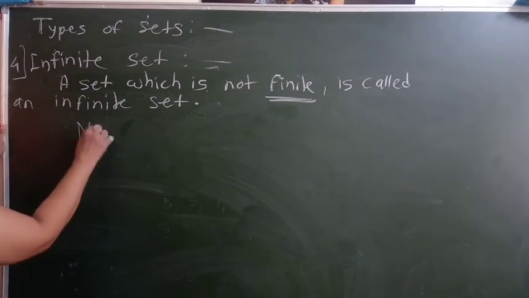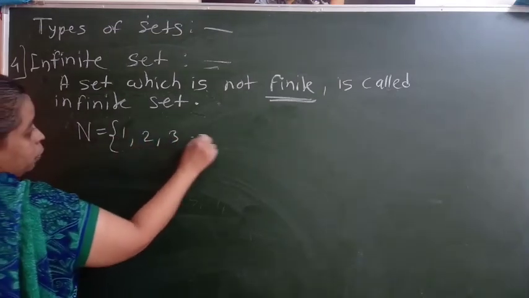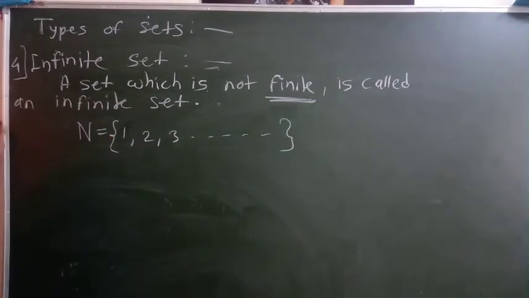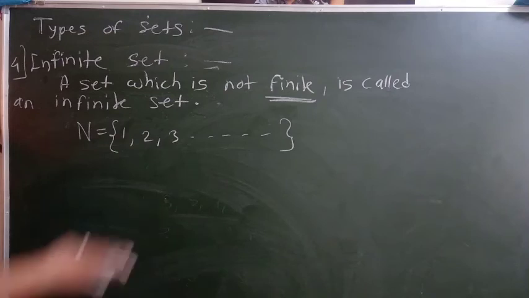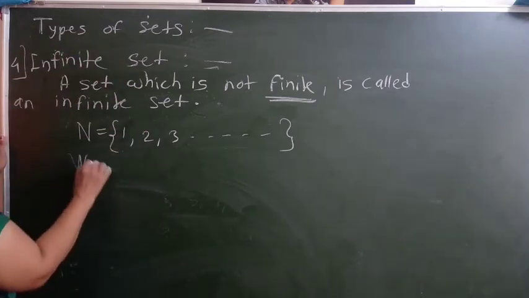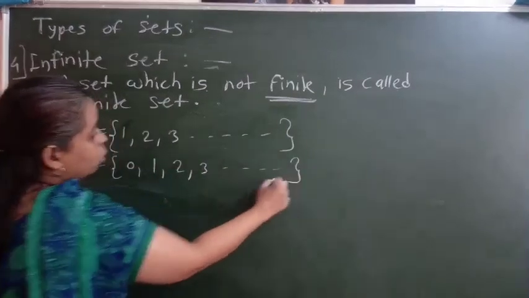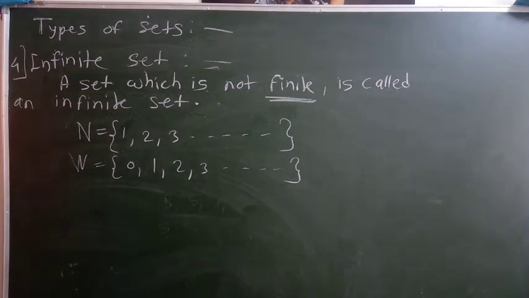Then see here, N is 1, 2, 3, and so on. So you cannot count how many numbers there are, 100 or 200 or 500, there is no end. So this is an infinite set. Then W, it is 0, 1, 2, 3, and so on. This is also an infinite set.